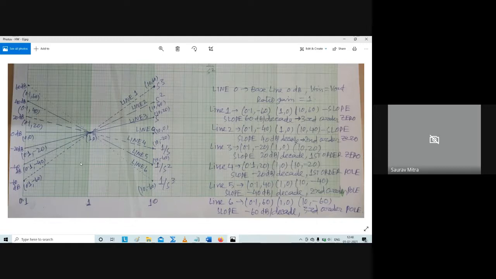So are these 7 lines understood? So the first line, that is line 0. Line 0 is nothing but the baseline. So this is 0 dB, you can check. Then I have taken this much. So this is 20 dB, minus 20 dB, 40 dB, minus 40 dB, and 60 dB, minus 60 dB.